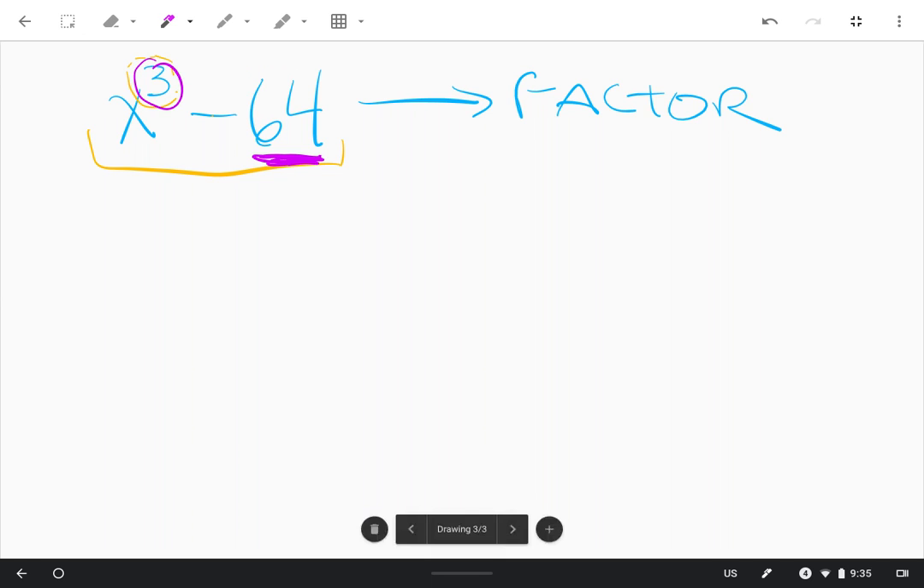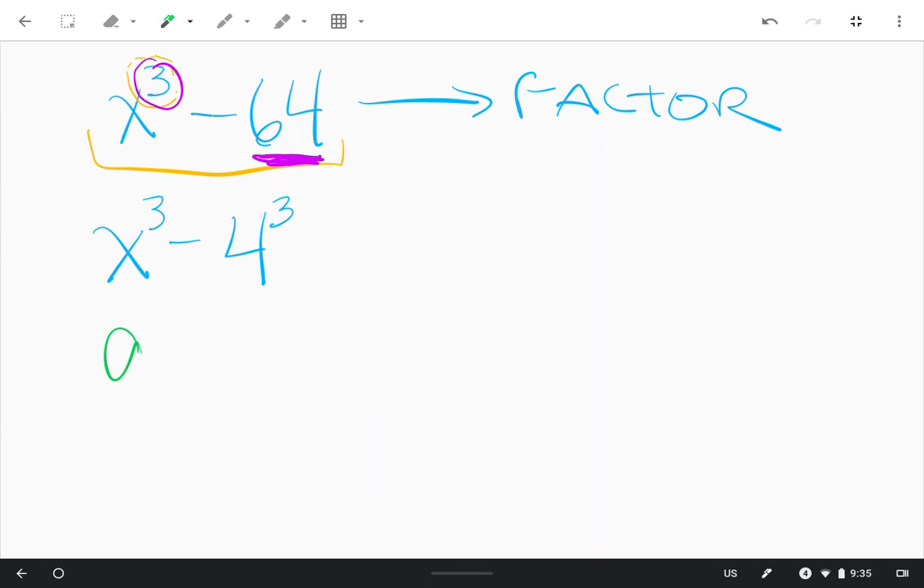We know that 64 and this whole expression could be rewritten like this: x to the third minus 4 to the third. Now that's something that, again, you have to have kind of in your back pocket to know that 64 is actually a perfect cube. It is 4 times 4 times 4, or 4 to the third power.